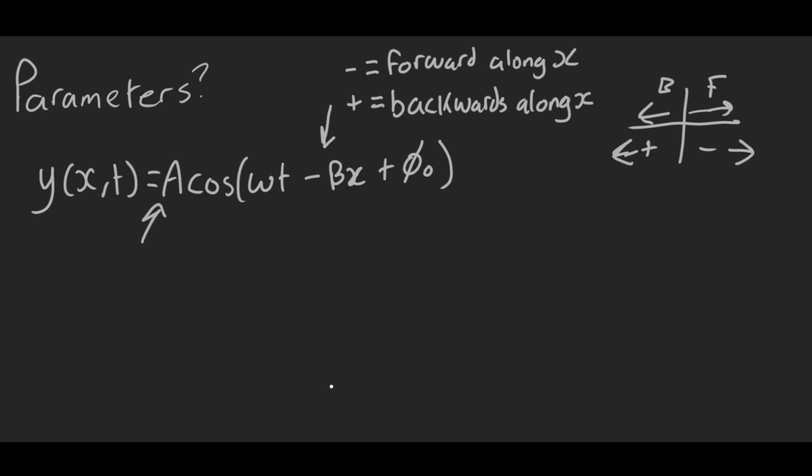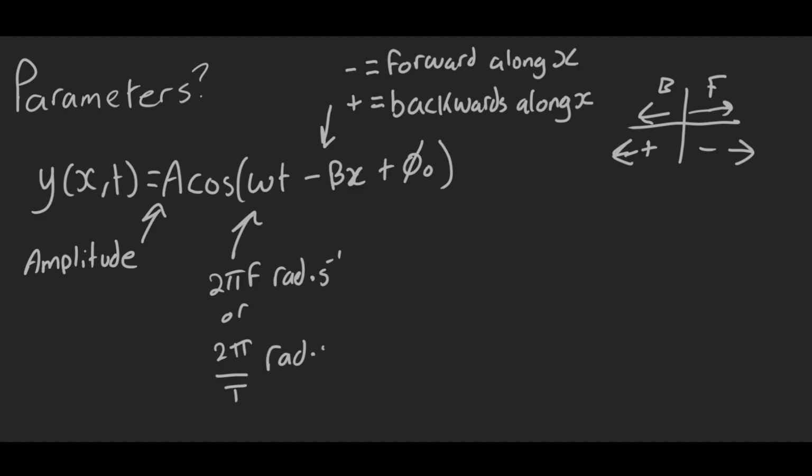A means amplitude. This is the amplitude of your traveling wave. Here we have omega, that's the angular frequency, known as 2 pi f radians per second, or 2 pi over T radians per second, because 1 over f equals T.